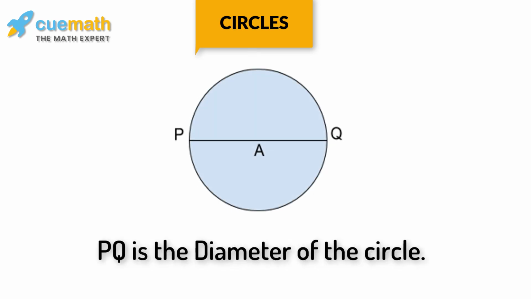PQ is the diameter of the circle. A diameter is the segment that joins any two points on the circle and it always passes through the center of the circle.